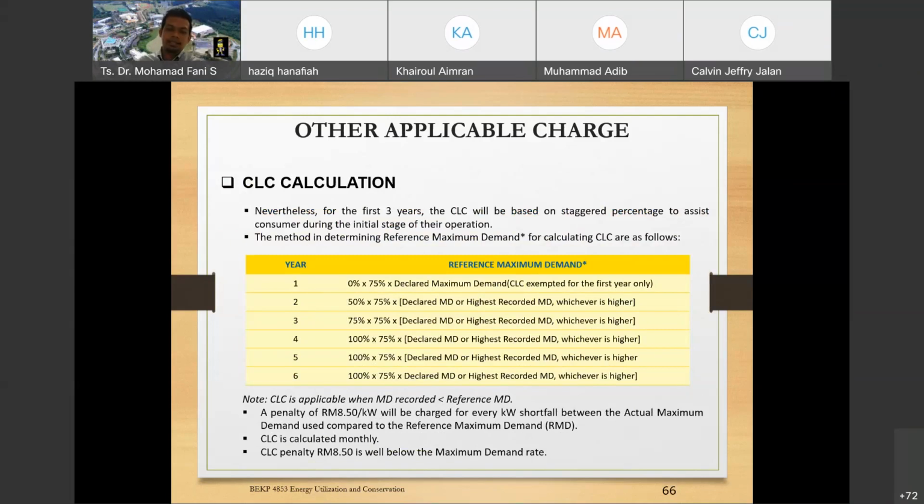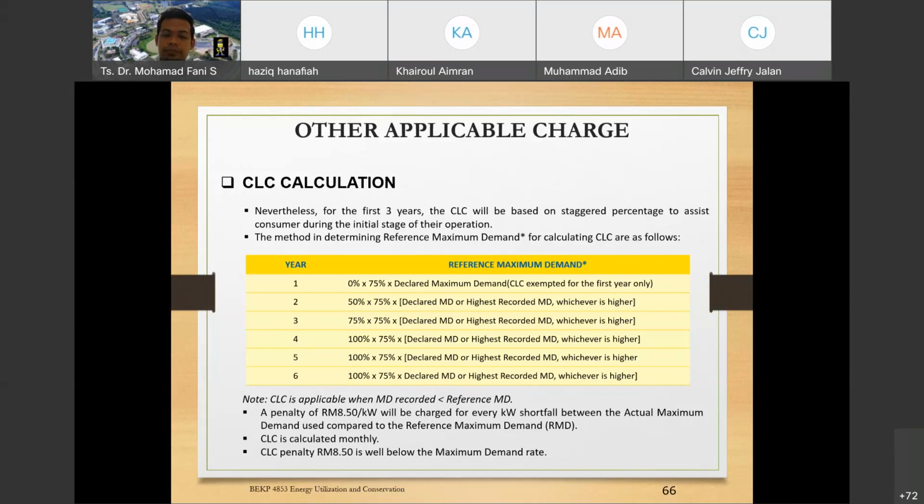For the first year, look at the reference maximum demand: 0% multiplied with the 75% multiplied with the declared maximum demand. So 0 multiplied with any number will be 0 charge for the first year. Okay, so let's see the second year.